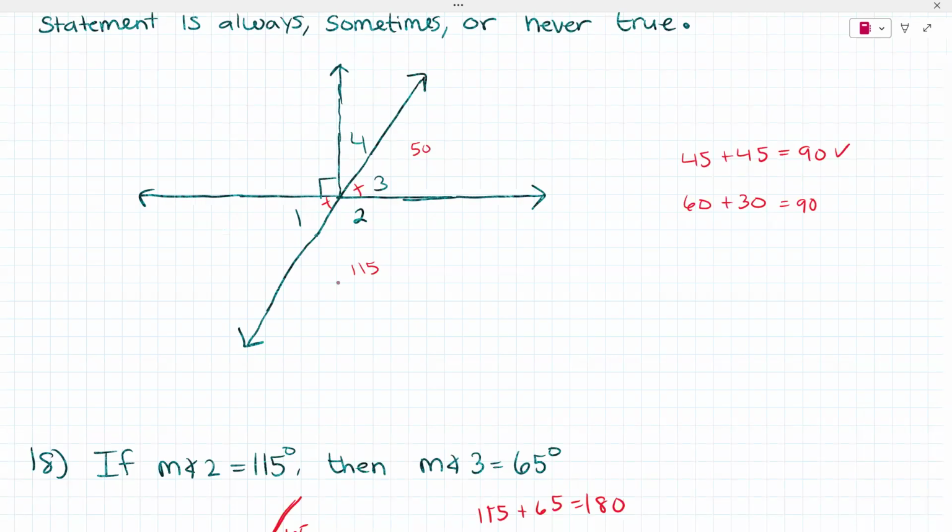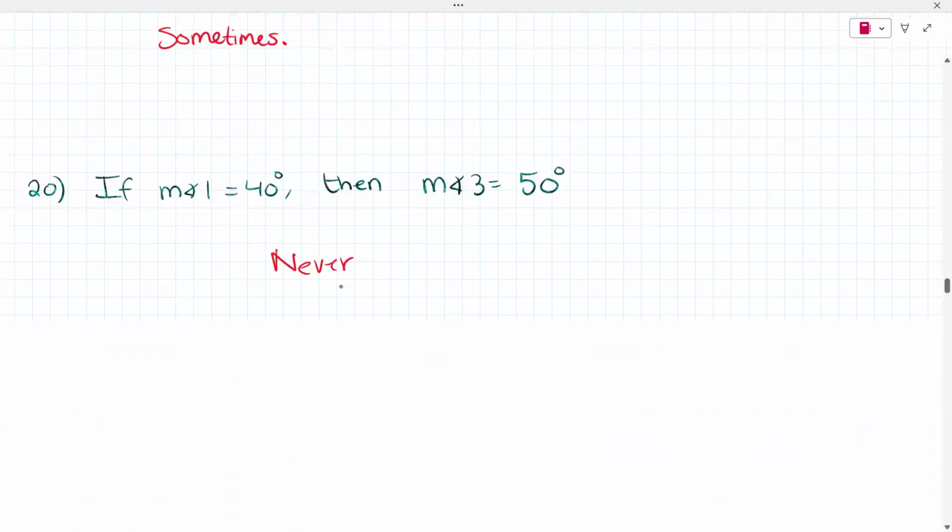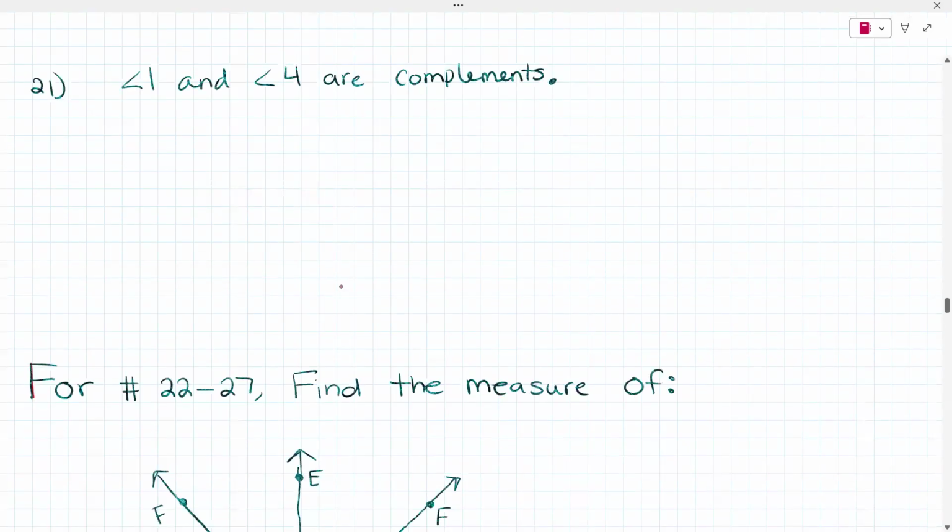I'm going to say always. Angle 1 and angle 4 are complements because angle 1 is congruent to angle 3, and angle 3 plus angle 4 is going to be 90. So on 21, I'm going to say yes. Angle 1 is going to equal angle 3, and angle 3 plus angle 4 is equal to 90 degrees. So I'm going to say always.